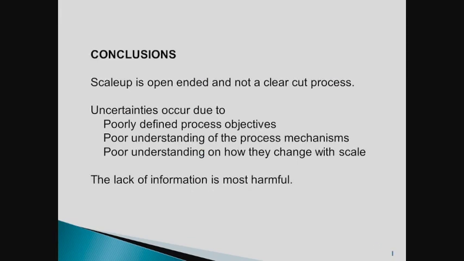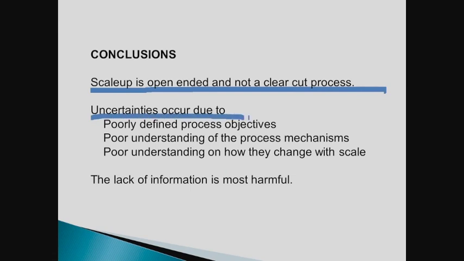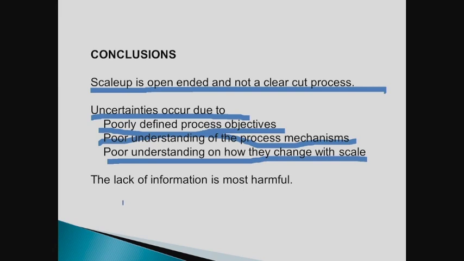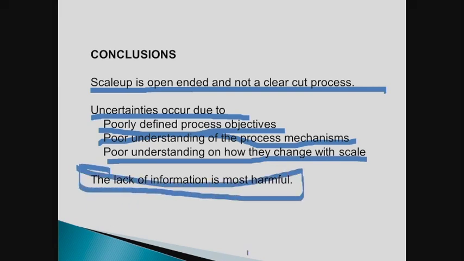So let's draw a conclusion here. Scale-up is open-ended and not a clear-cut process. A lot of uncertainties occur due to poorly defined process objectives, poorly understood process mechanisms, and how they change with scale. And the biggie is that the lack of information is most harmful. Most harmful. Anyway. Scaling research.